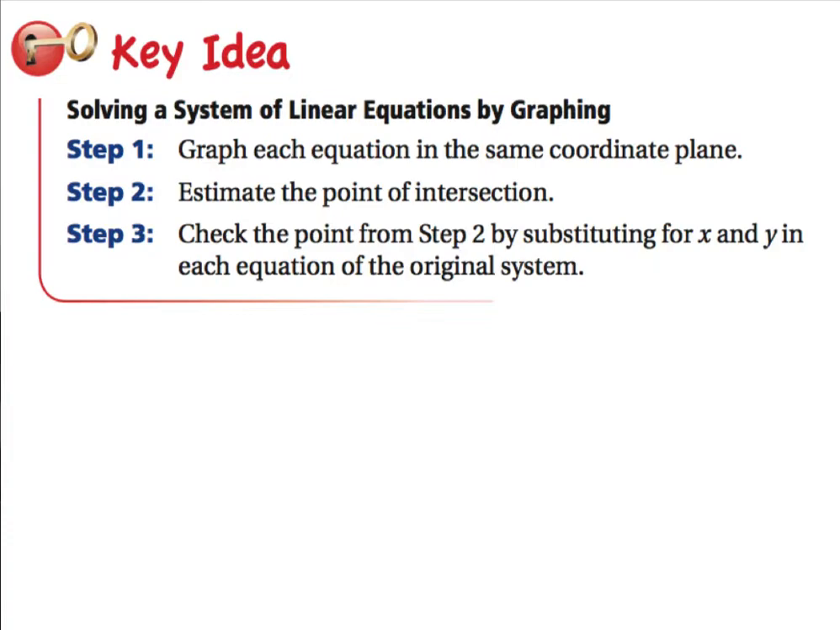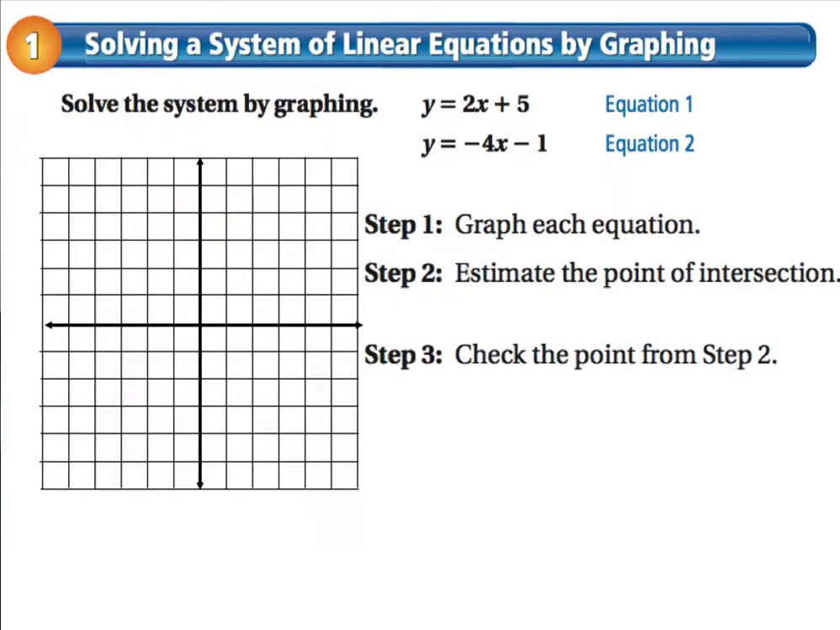The way you're going to solve by graphing is graph each of the equations on the same coordinate plane. You're going to estimate the point of intersection, and then you check by substituting the answers in. So let's start with y equals 2x plus 5 and y equals negative 4x minus 1.